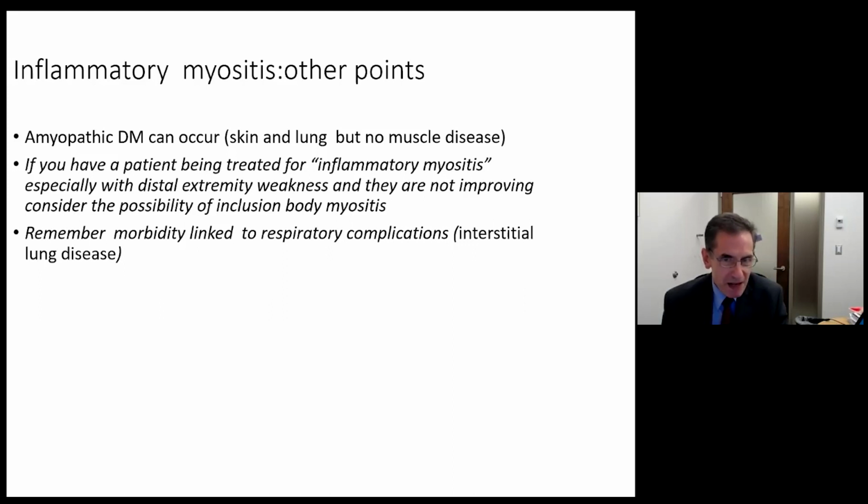And inclusion body myositis is the one you really want to think about. Inclusion body myositis is different because it typically involves distal extremity involvement, such as the thumb, in addition to having proximal muscle weakness, which is common to the other inflammatory myositis or myositis syndromes that we've already mentioned. And it's important to note that a lot of the morbidity and mortality associated with the inflammatory myositis syndromes is related to respiratory complications, including interstitial lung disease.